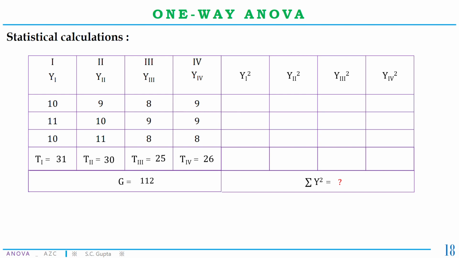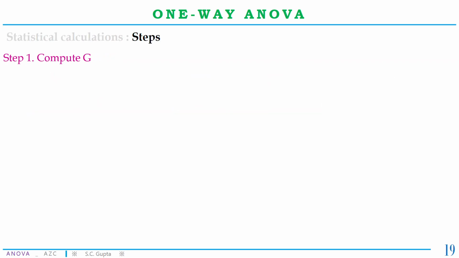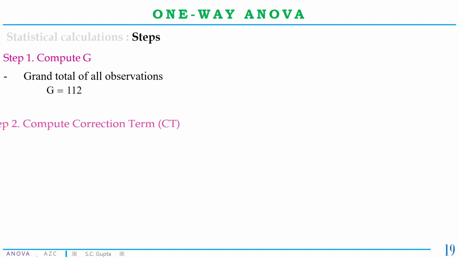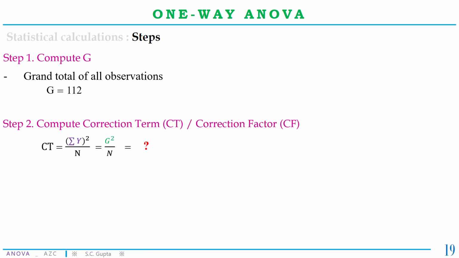Now perform stepwise calculation of sigma y square. Sigma y square obtained is 1058. Calculation steps of ANOVA. Grand total of all observations found is 112. Step 2. Compute correction term, CT. That is also called as correction factor, CF. Value of CT found is 1045.3333.